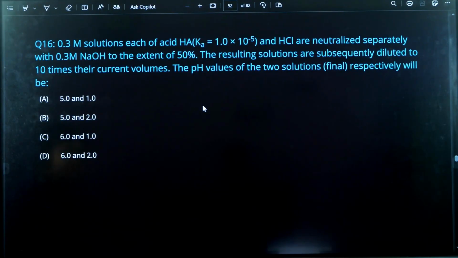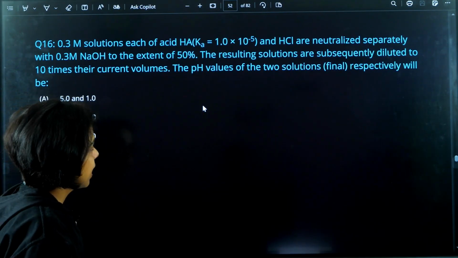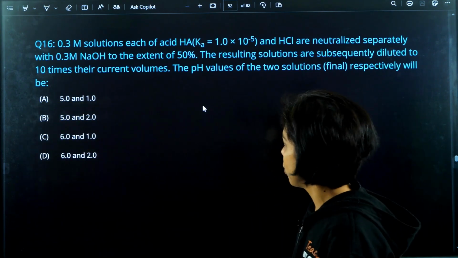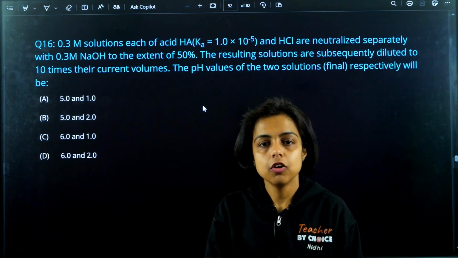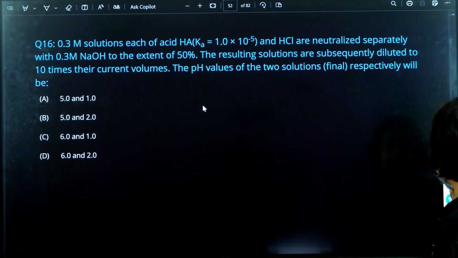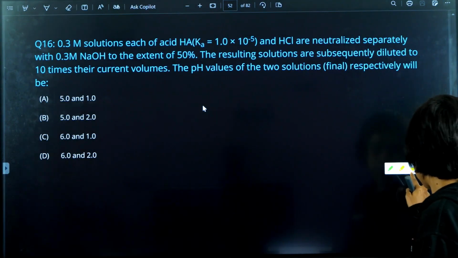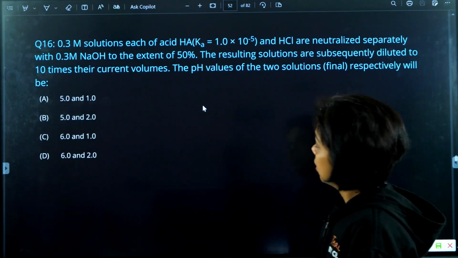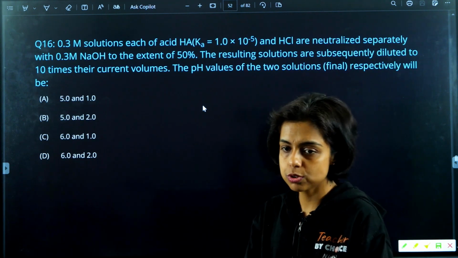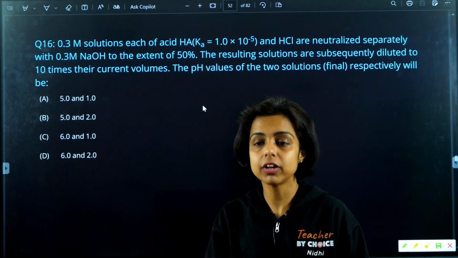Now the next question: 0.3 molar solution of each of acid HA and HCl is neutralized separately with 0.3 molar NaOH to the extent of 50%. The resulting solutions are subsequently diluted 10 times to the current volumes. So you are supposed to tell the final pH of the solution after dilution.